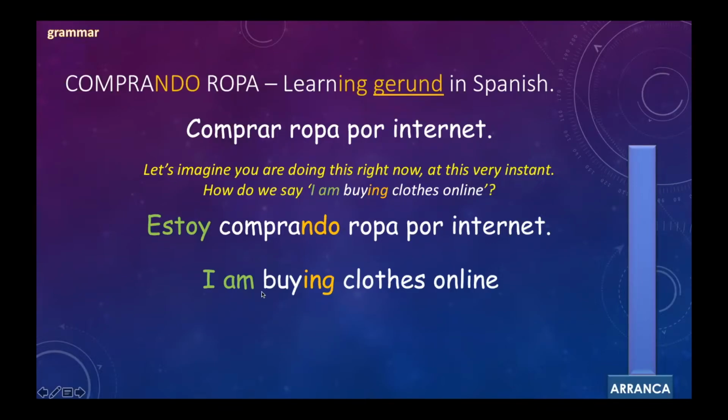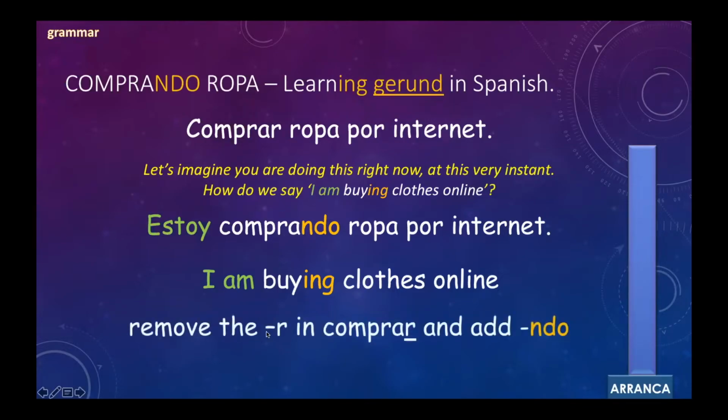I am in Spanish would be estoy. Now, remember that we usually leave out yo, which is the equivalent to I. So I could easily say, yo estoy comprando. Now, comprando has a kind of a change. What we do is we remove the R in comprar and we add NDO. So instead of the R, we have NDO.